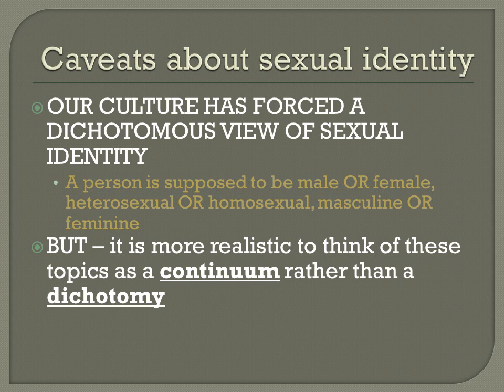But research shows us that it's actually more realistic to think of these topics as a continuum rather than a dichotomy, and that people can range on the continuum and do, and very rarely are exclusively on one end or the other. And so a male may have some female characteristics, for example, or a female may have some masculine characteristics.